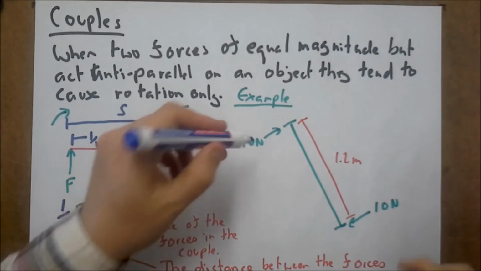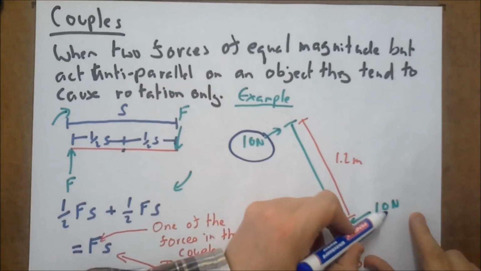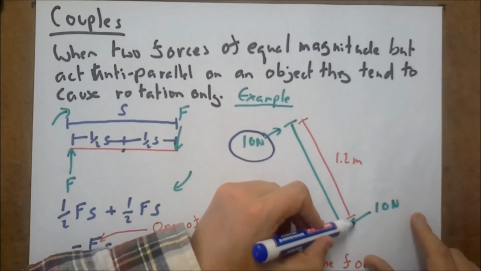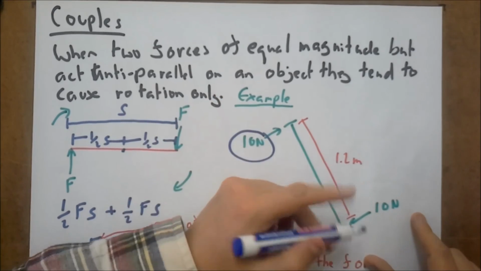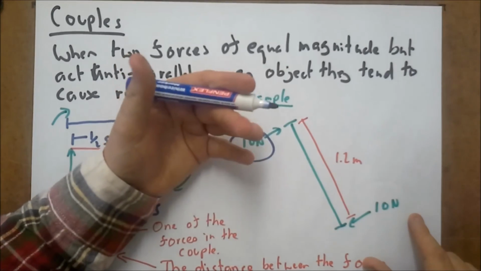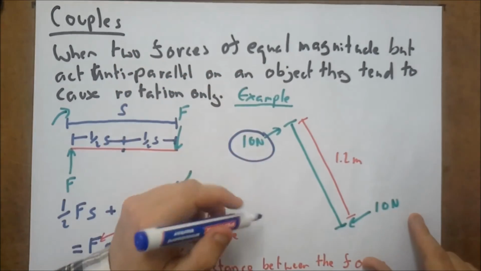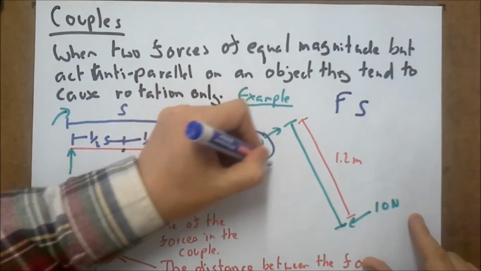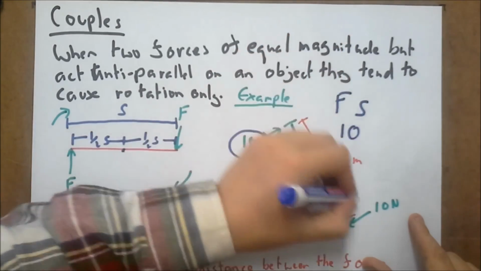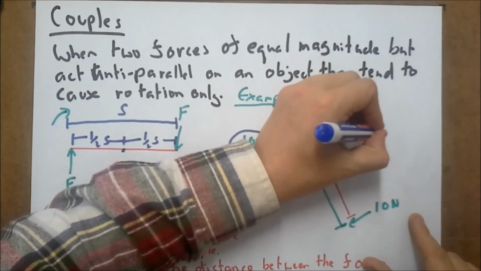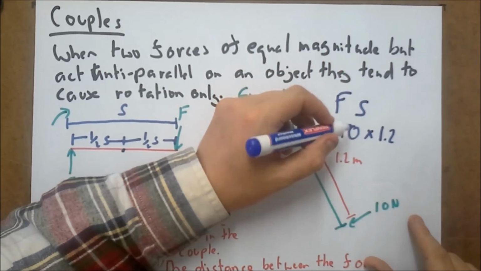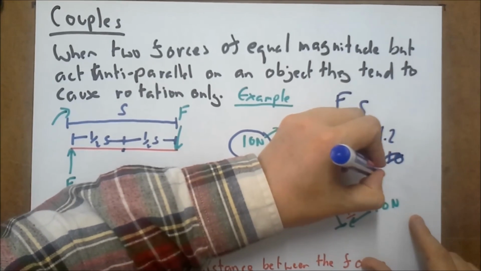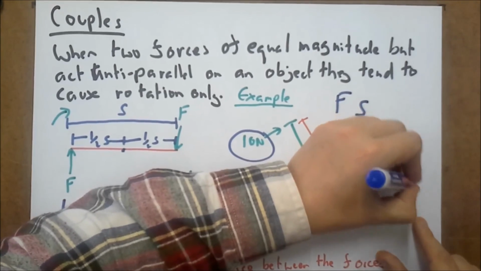Well, we've got the value of the forces here. Remember, they're equal in magnitude, so I can take either one and multiply that by the distance between the two forces. That is going to tell me the value of the moment around this beam. So let's just apply our equation, Fs. In this case, F is 10, S is 1.2 meters, which is going to give us 12 newton meters.